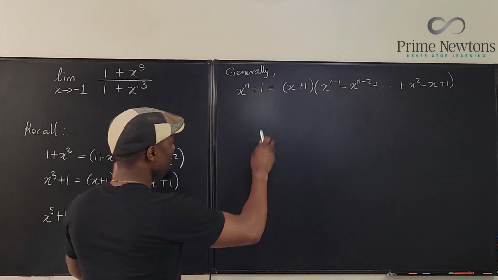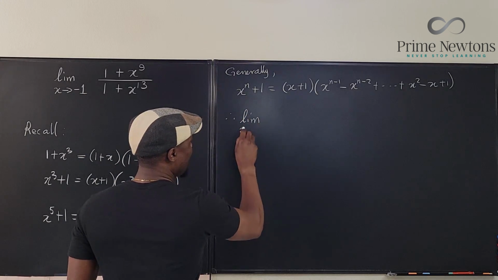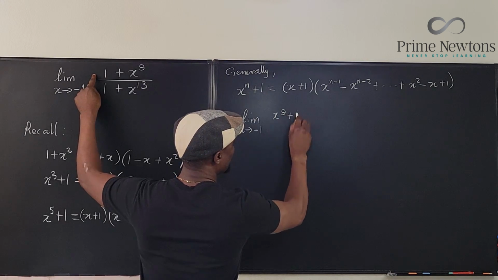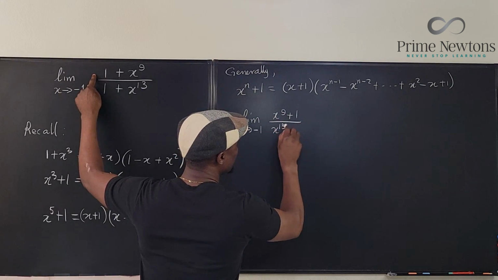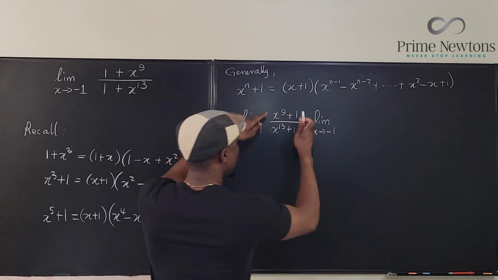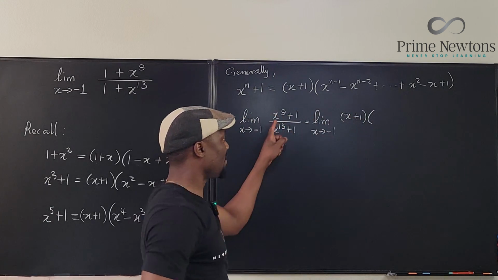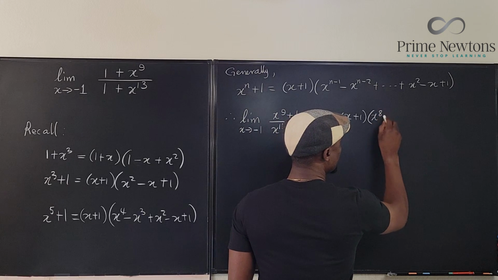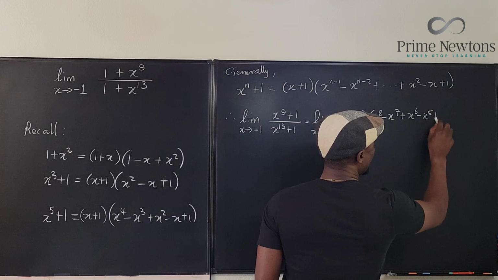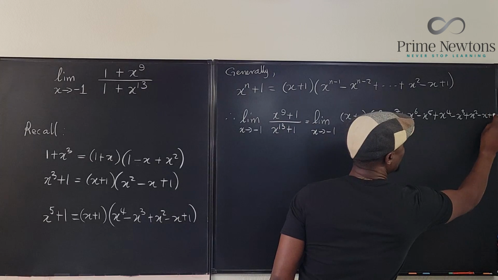Okay, so that's it. So we can say, therefore, the limit as x goes to minus 1 of x to the 9th plus 1 over x to the 13th plus 1 is the same thing as the limit as x goes to minus 1 of, this top part is going to be x plus 1 times, watch it, I'm going to start from x to the 8th. x to the 8th minus x to the 7th plus x to the 6th minus x to the 5th plus x to the 4th minus x cubed plus x squared minus x plus 1.